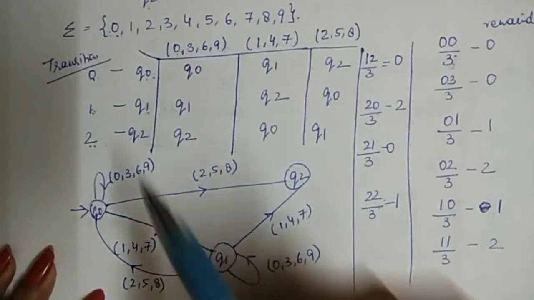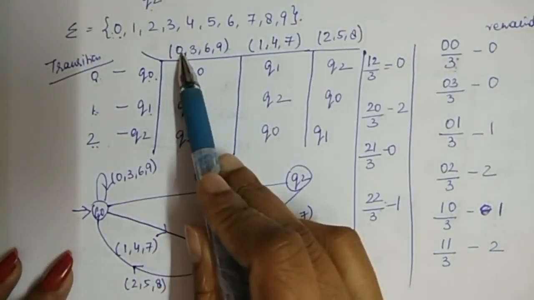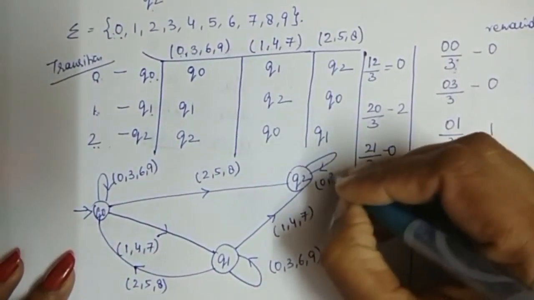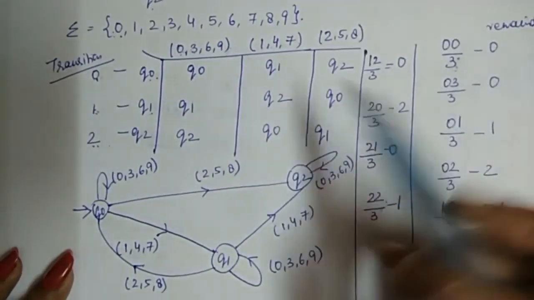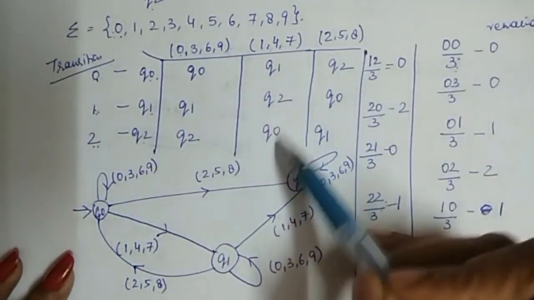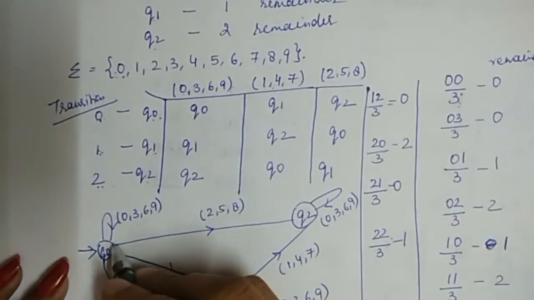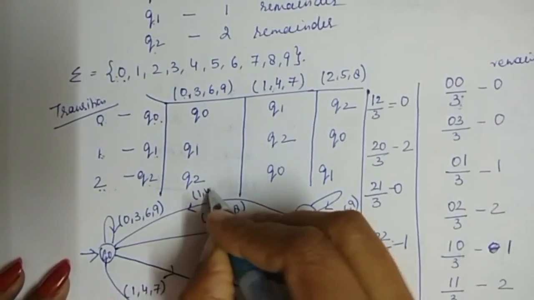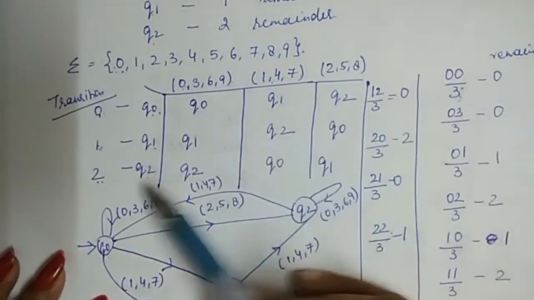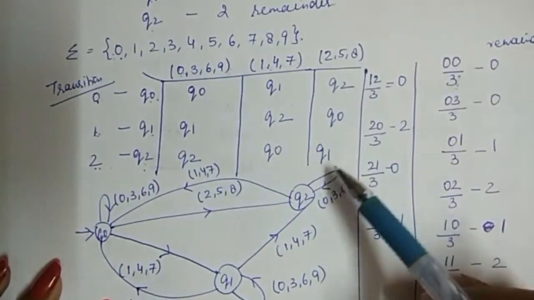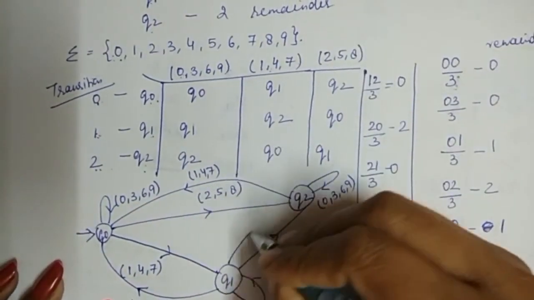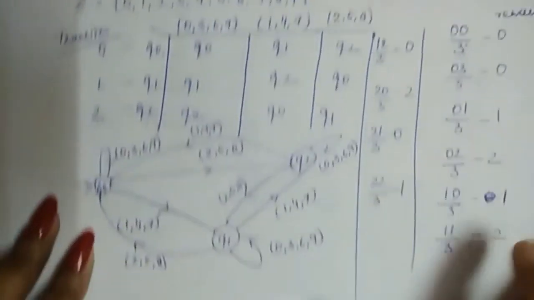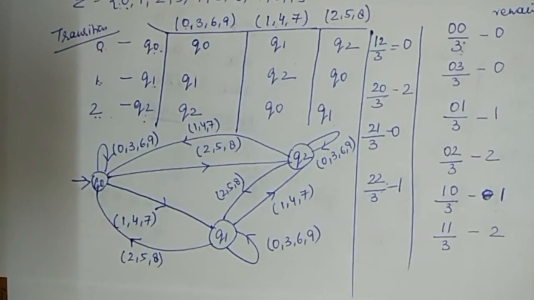Okay. Now for Q2, for input 0, 3, 6, 9, the state remains the same and the input will be 0, 3, 6, 9. For 1, 4, 7, for Q2, the state will change and it moves to Q0. So I will show it like this, and the input will be 1, 4, 7. And for Q2, if the input is 2, 5, 8, it moves to the Q1 state and the input is 2, 5, 8. So this is how we create a DFA for a divisibility problem.